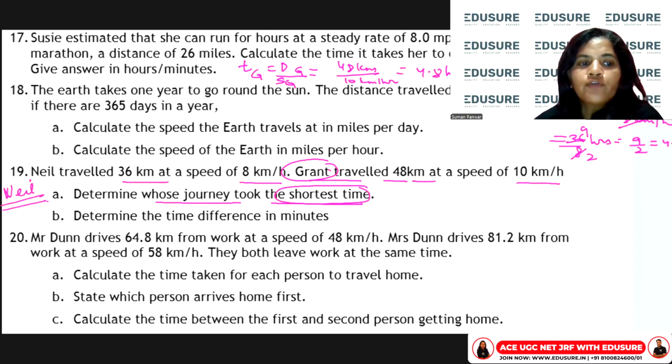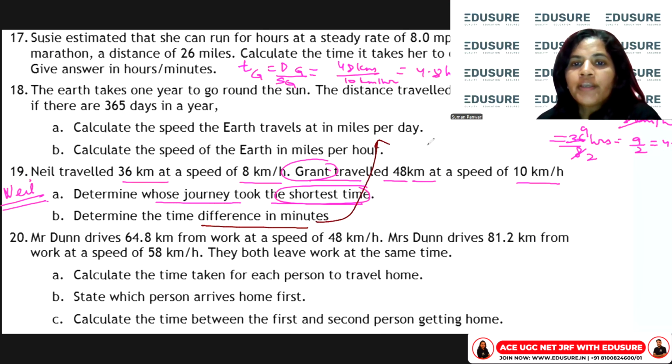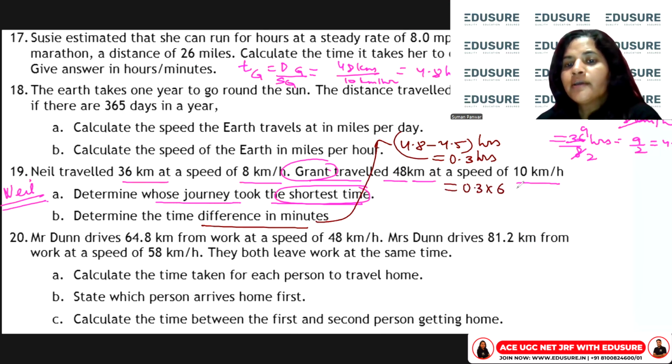Okay. And now we have to find out the time difference in minutes. So the time difference between them is 4.8 minus 4.5 hours, which is 0.3 hours, which is 0.3 into 60 minutes, which is 18 minutes. That is the time difference.